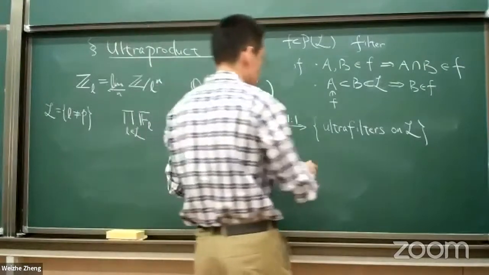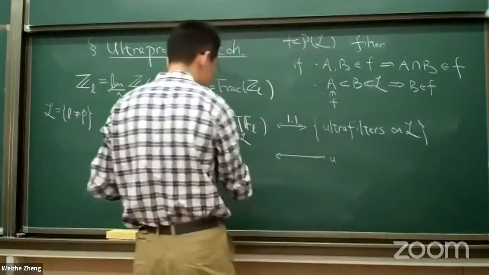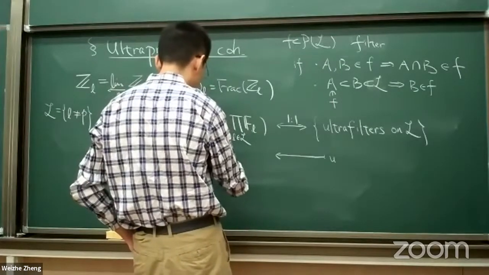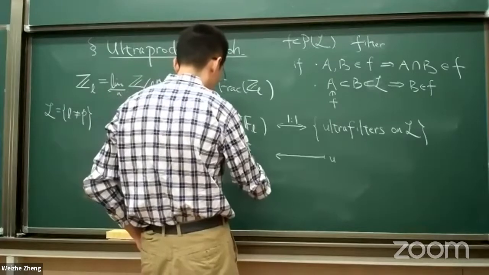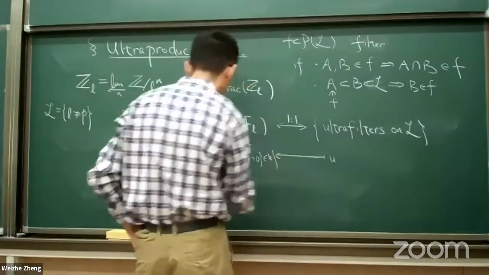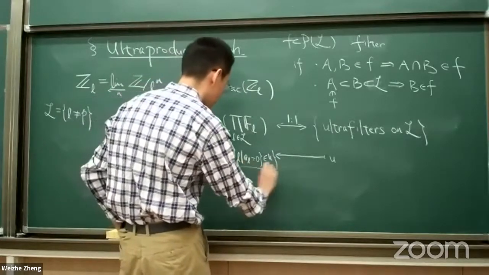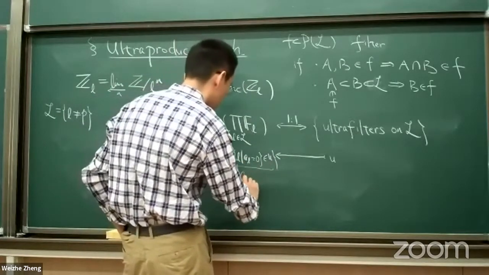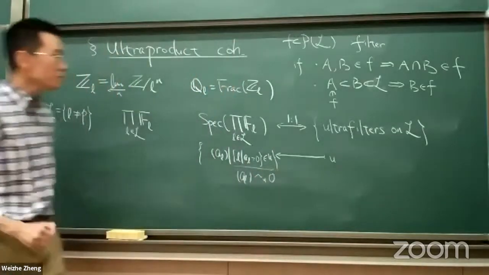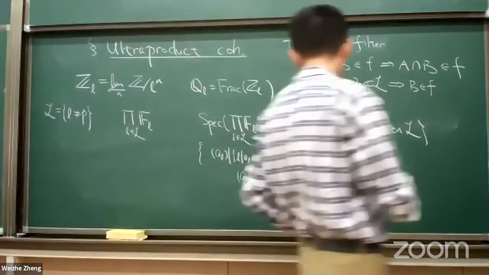Okay, and the correspondence is very simple. Given an ultrafilter U, I'll just take the set of elements a_ℓ such that the set of ℓ satisfying a_ℓ equals zero belongs to U. So sometimes we just abbreviate this to a_ℓ is equivalent modulo U to zero. Okay, so this is very standard.